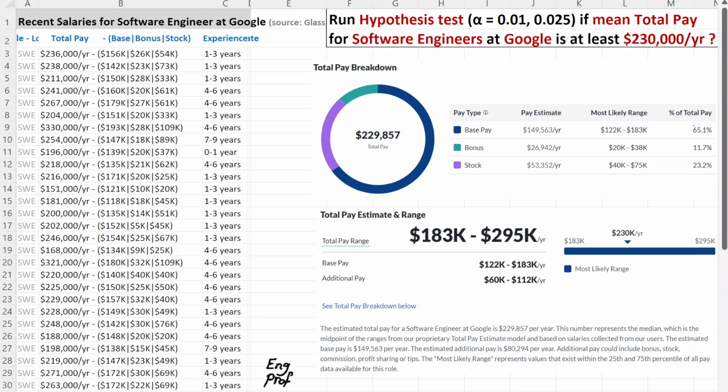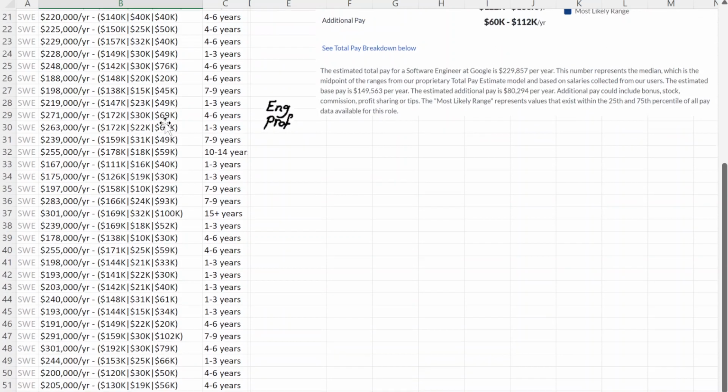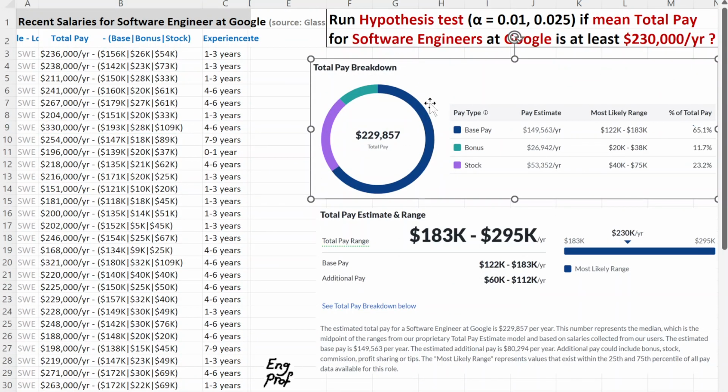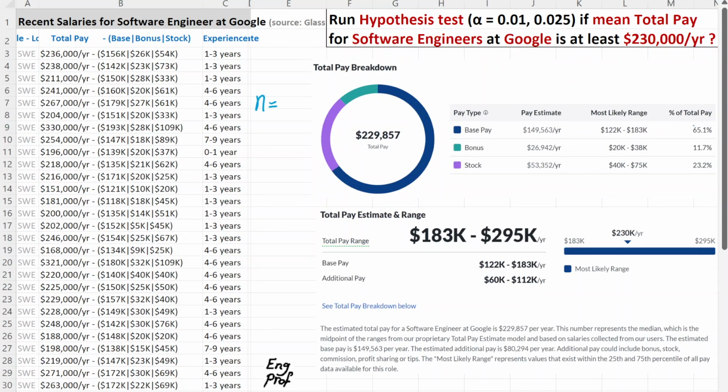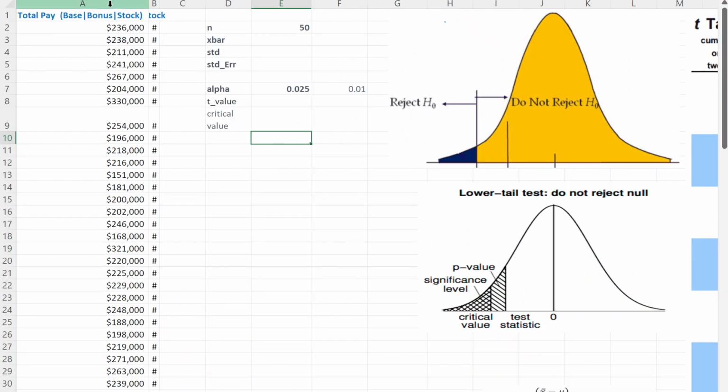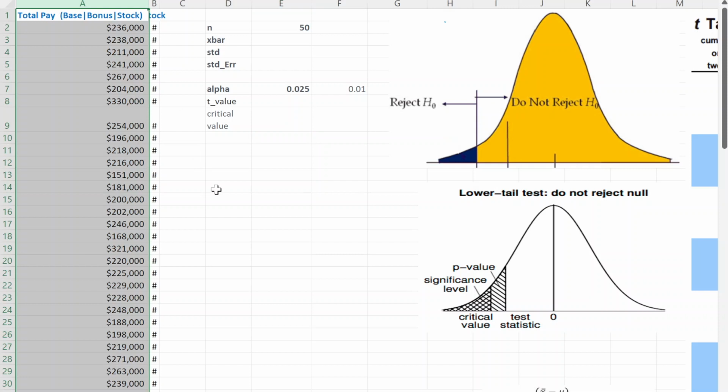Now, with that in mind, bear in mind that the data set provided here is of size 50, so n is equal to 50. Now, to focus on running the hypothesis test for the population mean, in this case the total pay, let me just switch to this view in which I show the total pay in one column.